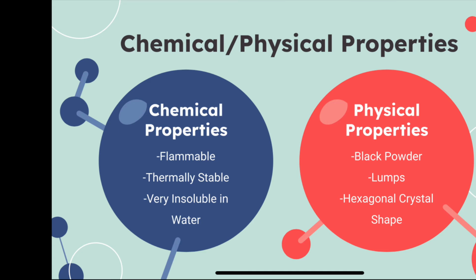Chemical and physical properties. Chemical properties: it's flammable, thermally stable, and very insoluble in water. Some of its physical properties: it is a black powder. It contains lumps and clumps of substance, and it has a hexagonal crystal shape.